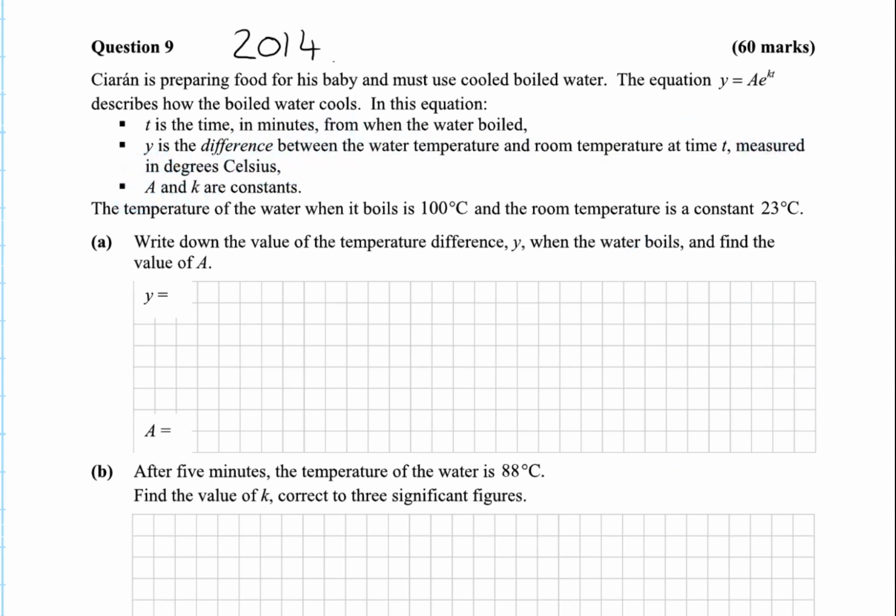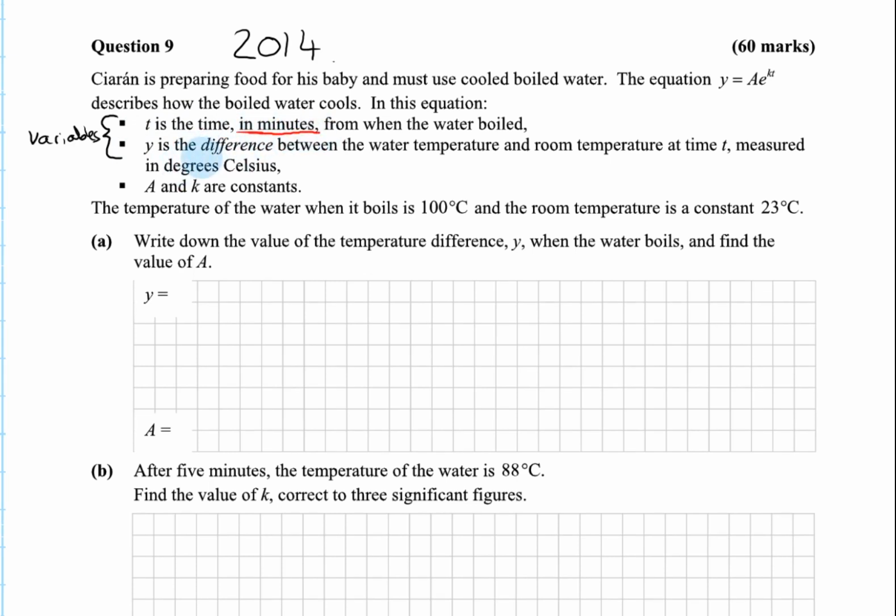So what we're basically told is that both T and Y are variables. We know Y is our output, or our end result, and T is going to be our input variable. So T is our independent and Y is dependent. A and K are constants. The things to take into account is T is in minutes. So if they tell us, let's say, an hour, we have to put T as 60. And Y is the difference between water temperature and room temperature. So that's important as well, the difference.